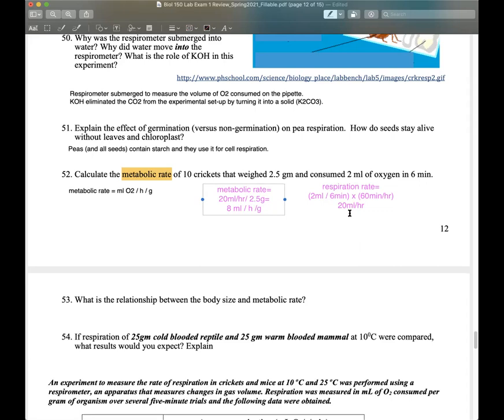So respiration rate, again, is milliliters of oxygen per hour. When you take into account the weight or the mass of what's consuming that oxygen, then it becomes metabolic rate.